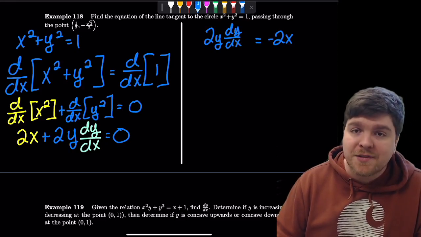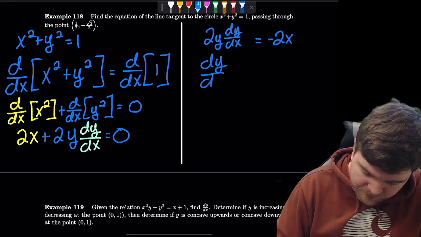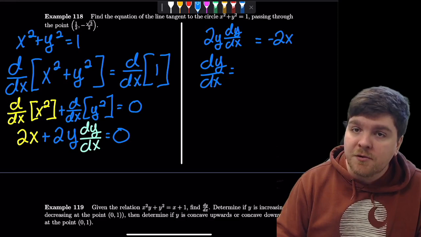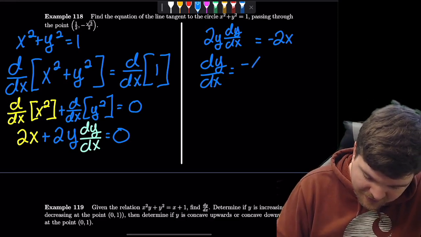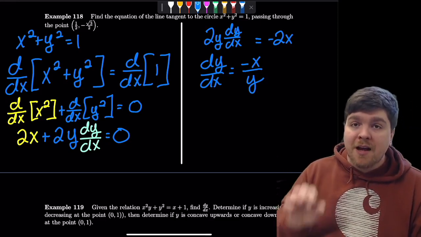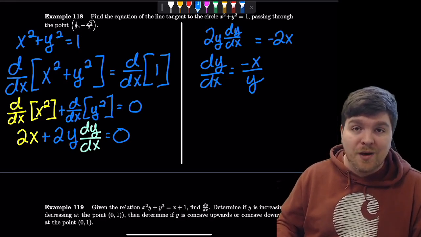And then if we divide both sides by 2y, we'll be left with dy/dx equals negative 2x over 2y. The 2's can cancel, and we could just call this negative x over y. So what we have now is a derivative. And remember, derivatives are synonymous with slope.